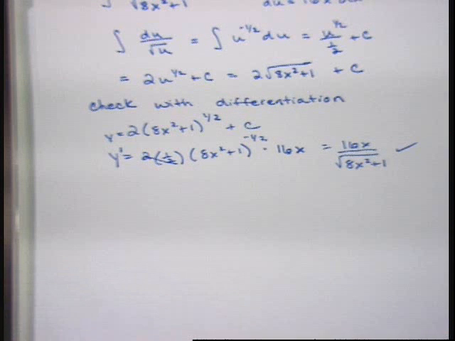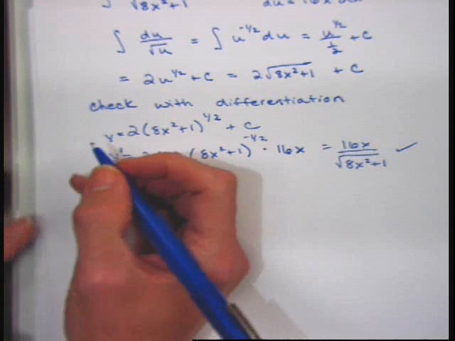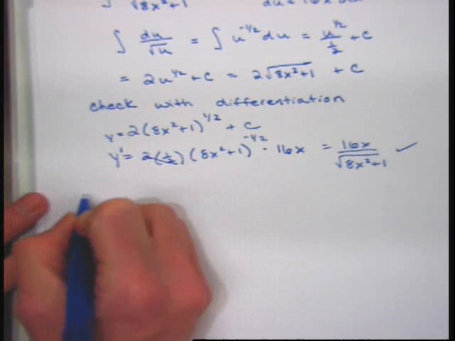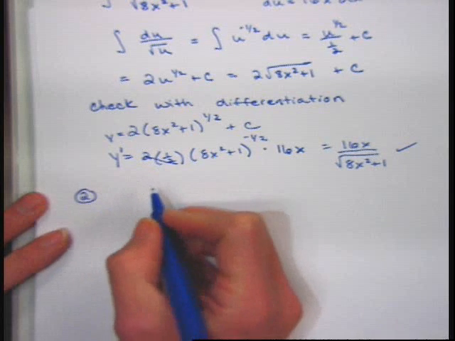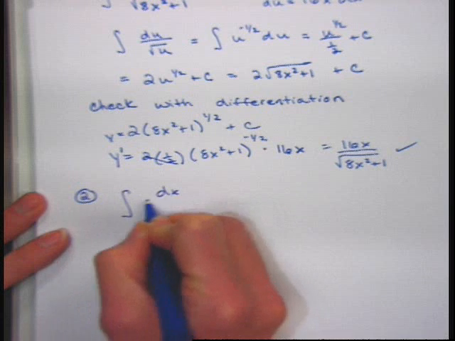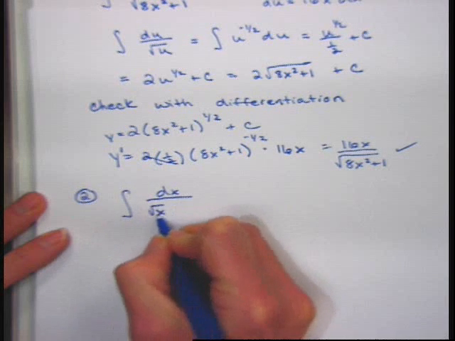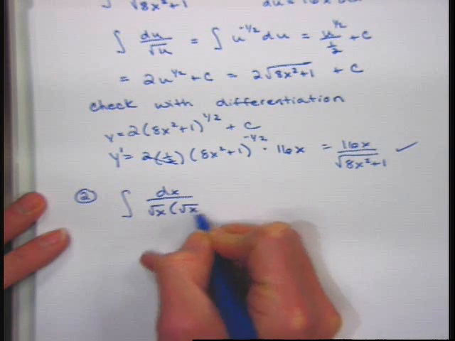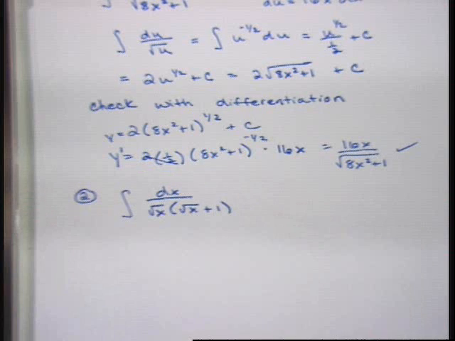All right, so let's try another problem like this one. How about the antiderivative of dx over the square root of x times the square root of x plus 1? What would be a good u for that one?